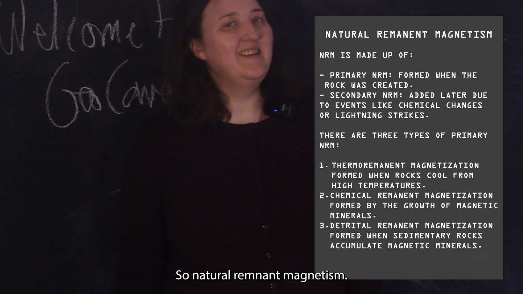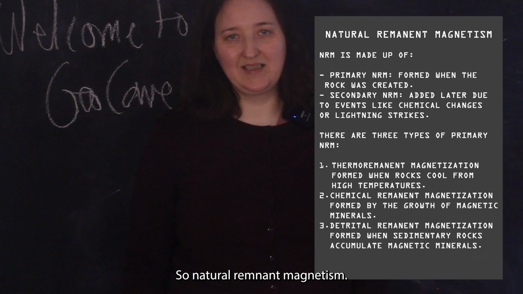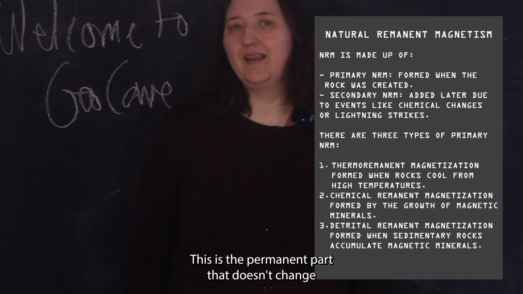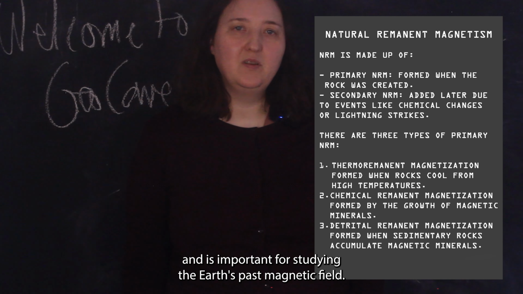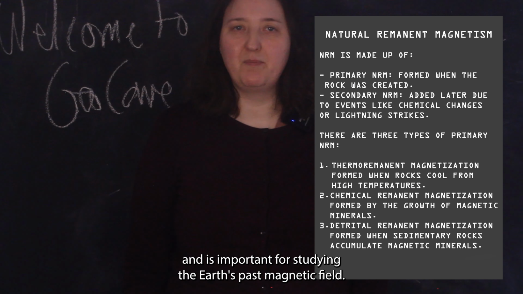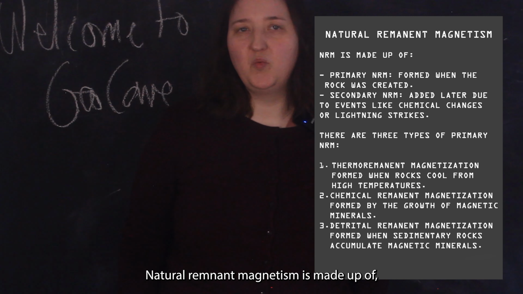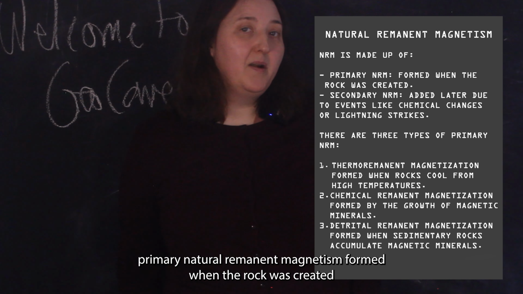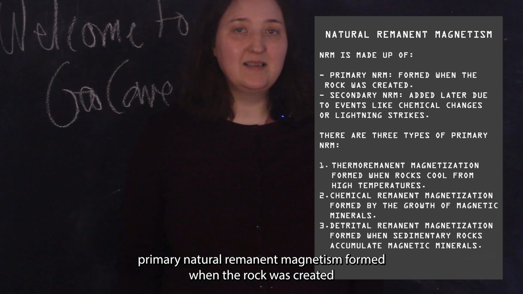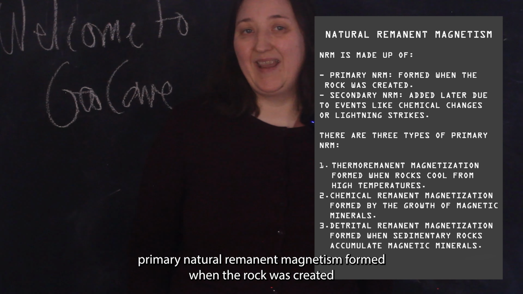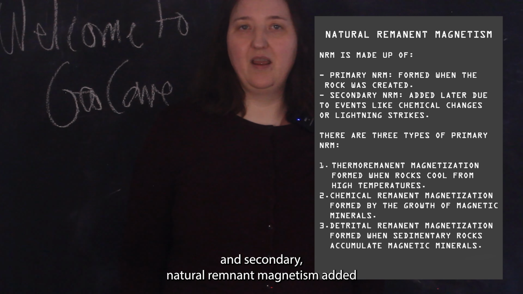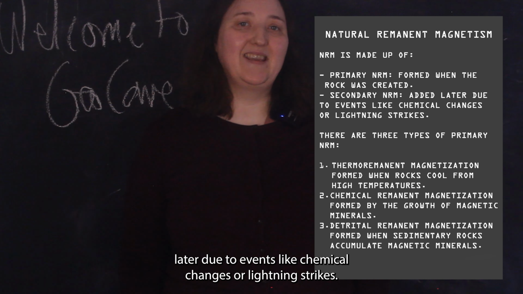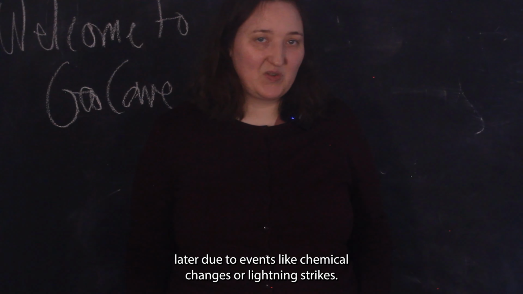So, natural remanent magnetism. This is the permanent part that doesn't change and is important for studying the Earth's past magnetic field. Natural remanent magnetism is made up of primary natural remanent magnetism, formed when the rock was created, and secondary natural remanent magnetism, added later due to events like chemical changes or lightning strikes.